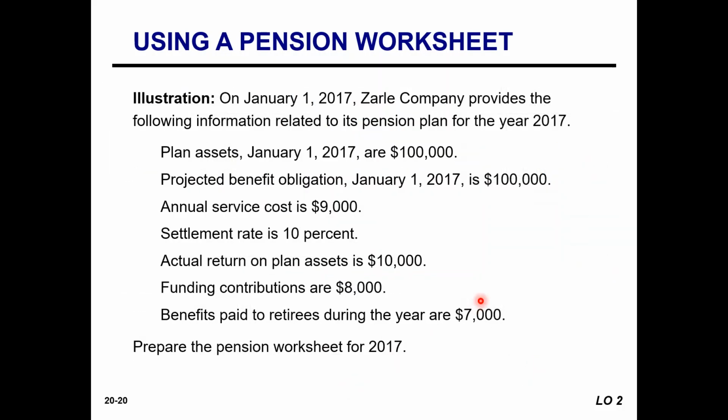So here's, as an example, using a pension worksheet illustration on January 1st, 2017, Zarley Company provides the following information related to its pension plan for the year 2017. Plan assets for January 1st, 2017 are $100,000. Projected benefit obligations on January 1st, 2017 are $100,000. Annual service costs $9,000. Settlement rate is 10%. Actual return on plan assets is $10,000. Funding contributions $8,000. Benefits paid to retirees during the year are $7,000. So prepare the pension worksheet for 2017.